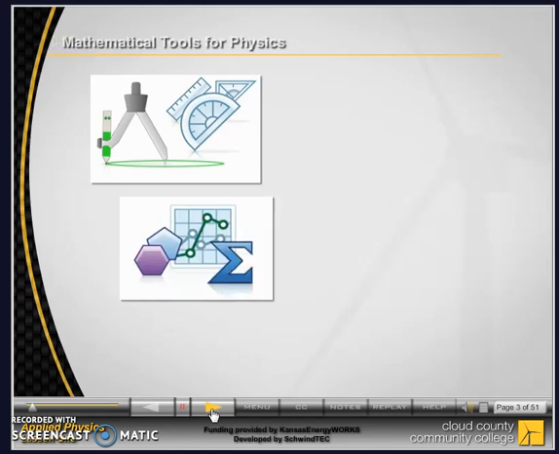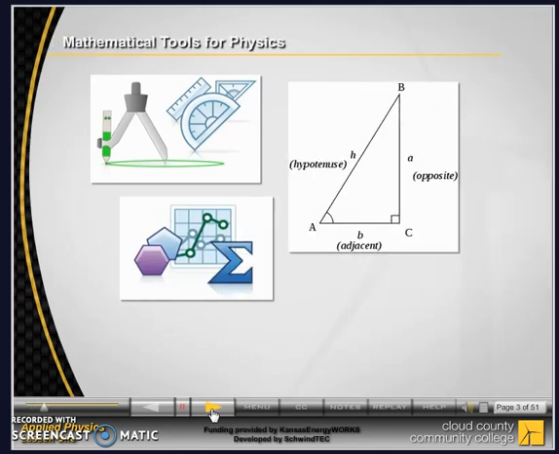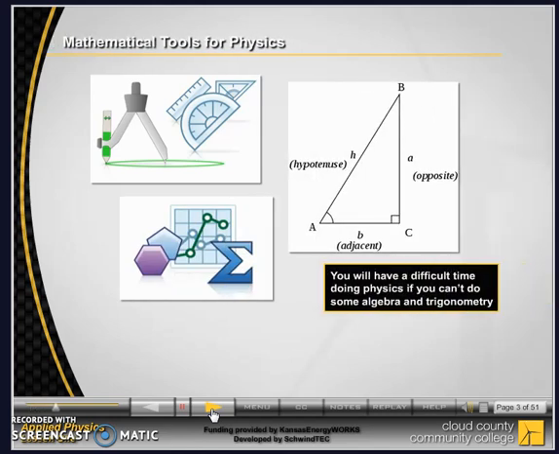This lesson helps to explain the mathematical tools used for physics. You will have a difficult time doing physics if you can't do some algebra and trigonometry. Hopefully the first couple of lessons will assist you in either learning or refreshing your skills in this area.